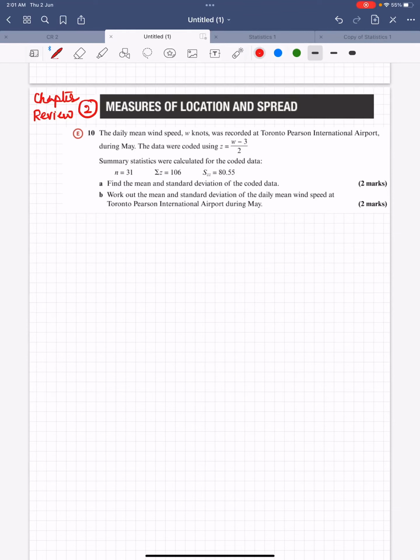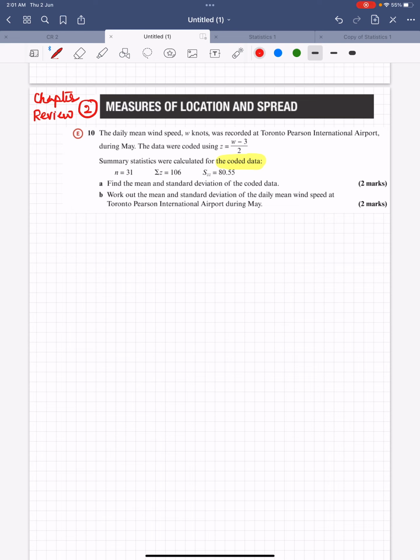Chapter Review 2, Question number 10. The daily mean wind speed, W knots, was recorded at Toronto Pearson International Airport during May. The data was coded using Z is equal to (W minus 3) divided by 2. So the summary statistics were calculated for the coded data. So these are the summary statistics for the coded data. Find the mean and the standard deviation of the coded data.